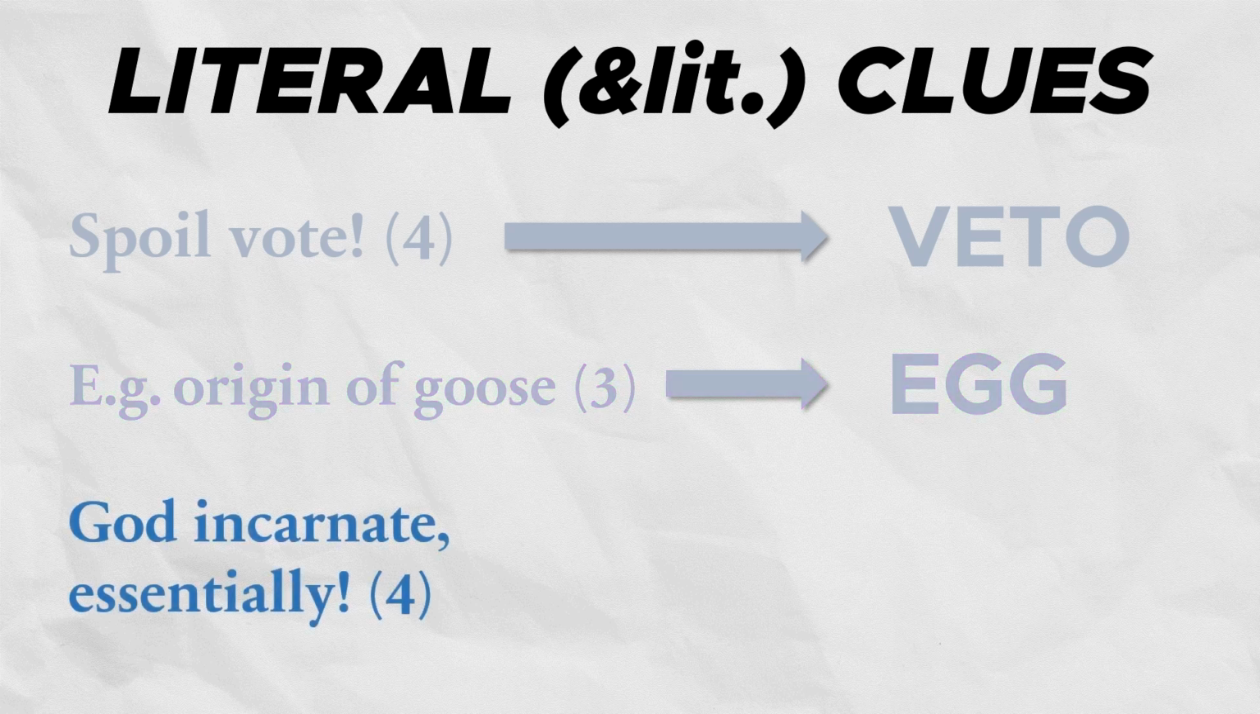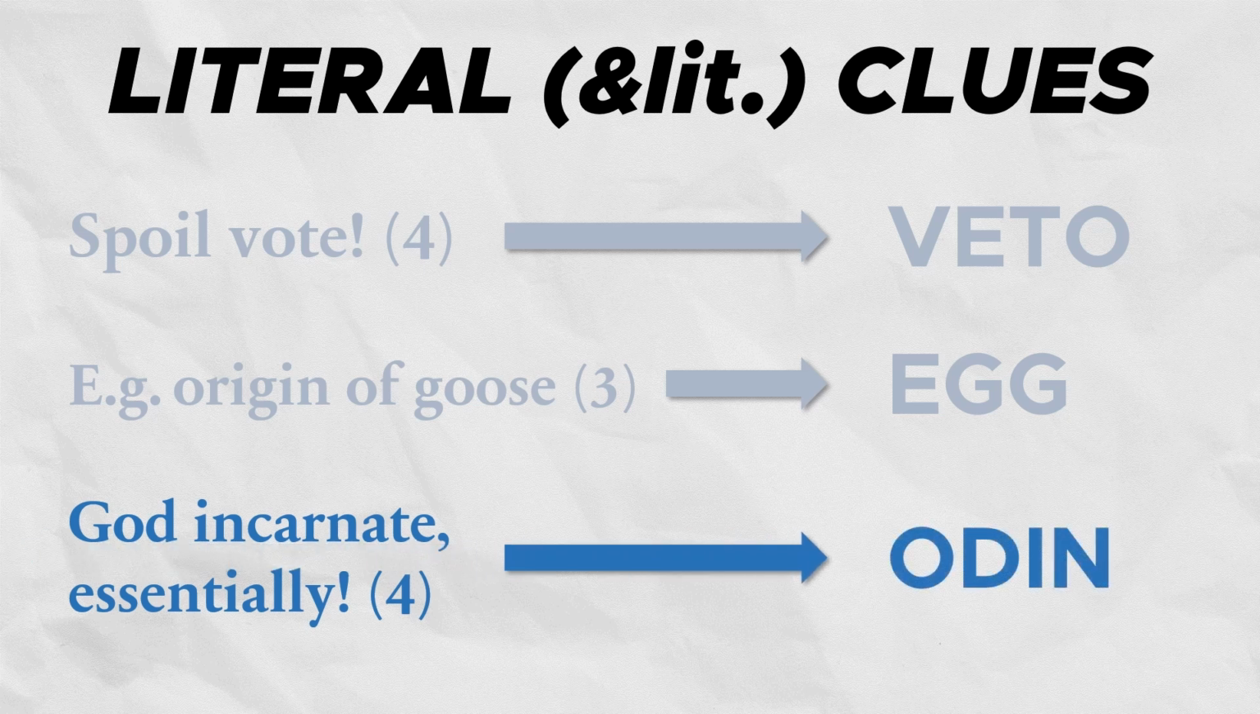God incarnate, essentially, 4 letters. Essentially could be a container indicator. So if we look at what's contained within God incarnate, we find Odin. In Norse mythology, Odin is king of the Norse gods, so he is quite literally a god incarnate, essentially.